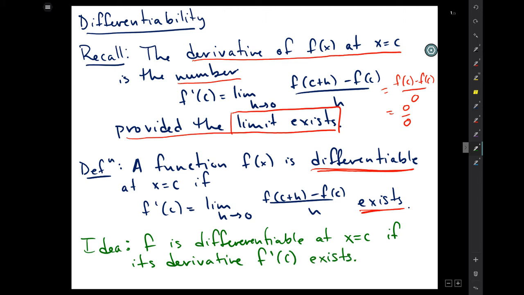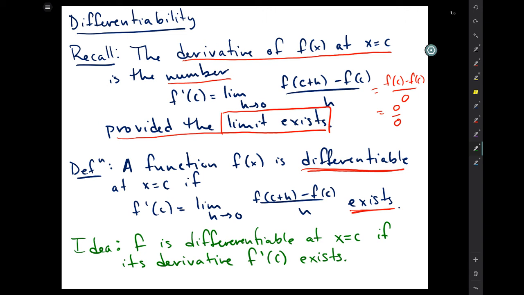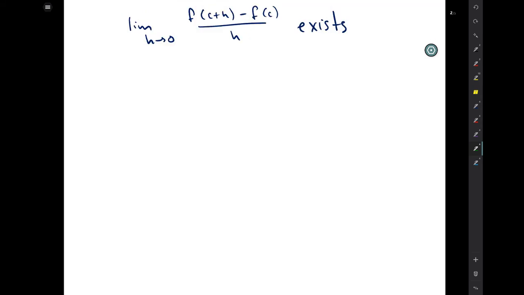Meaning, when you take this limit and you evaluate it, do you get a number or do you get something that is undefined? Do you get infinity? Do you get negative infinity? Do you get different limits from the right and the left? That is the question.